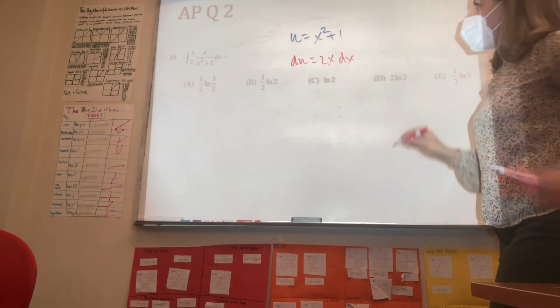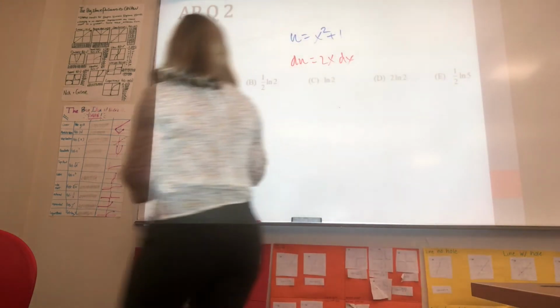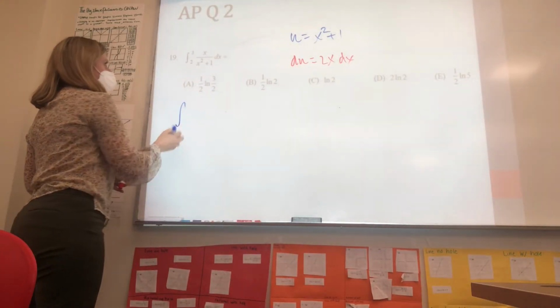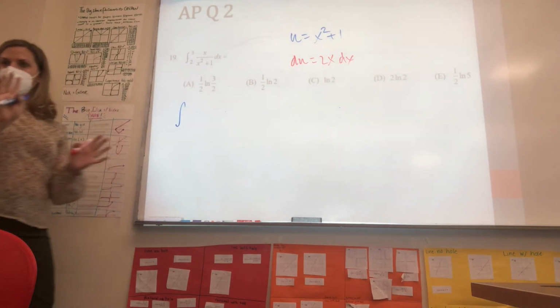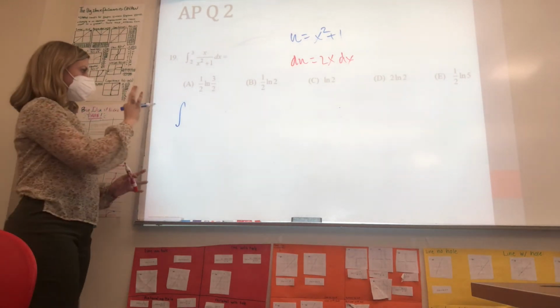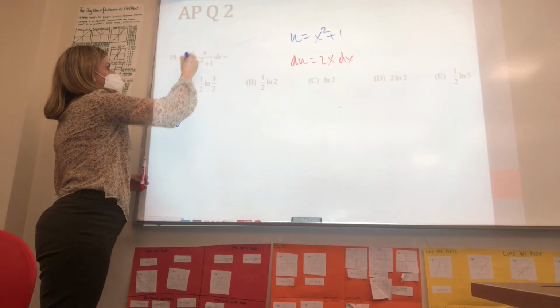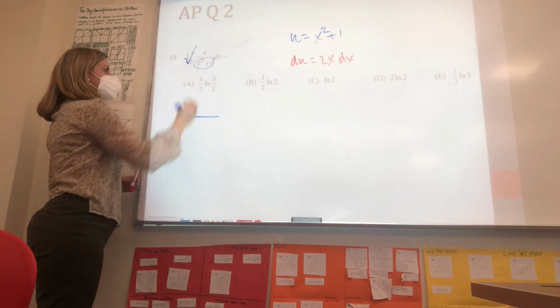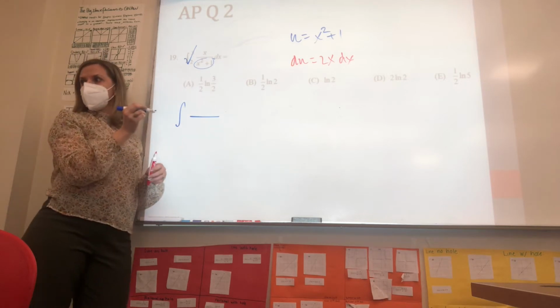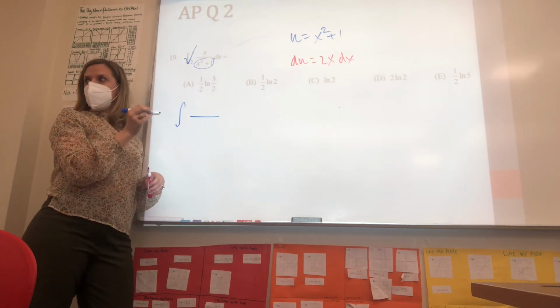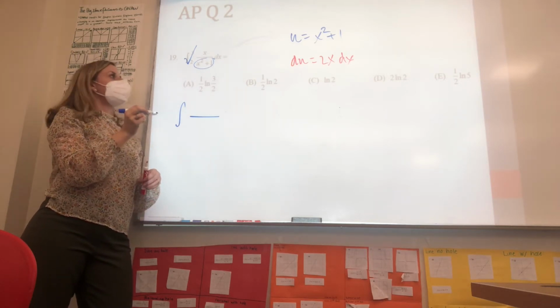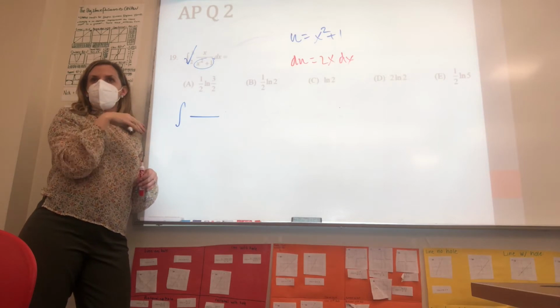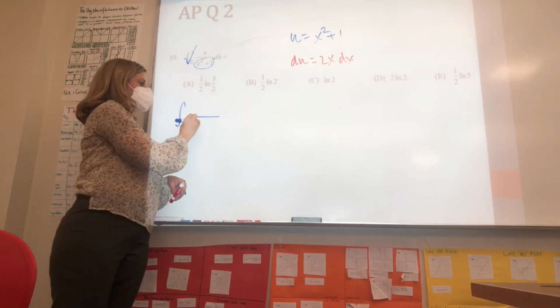All right, let's substitute. So I'm going to integrate. I'm not going to put the 2 and 3 here. We'll talk about that later. So I'll just call that done. The bottom is x squared plus 1, and I'm substituting u.